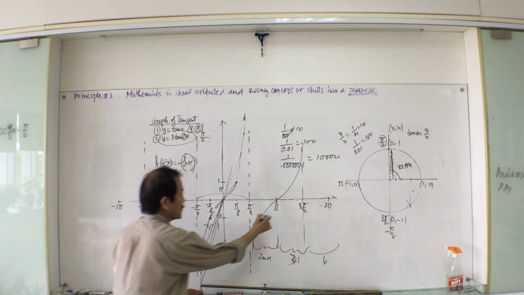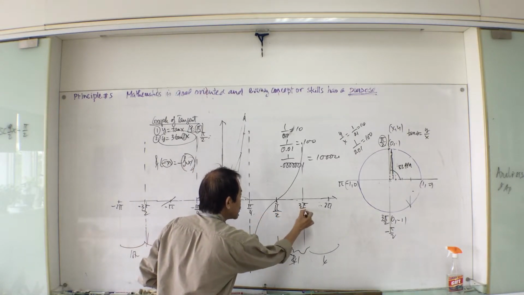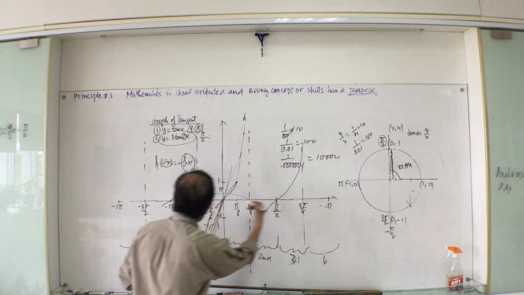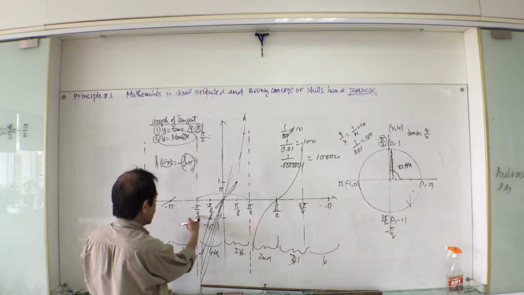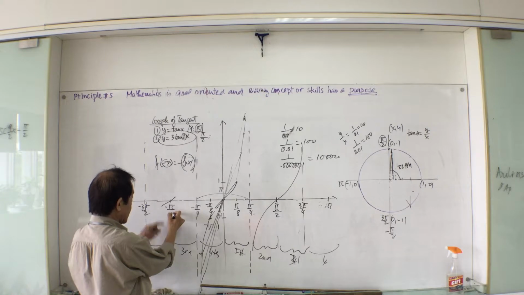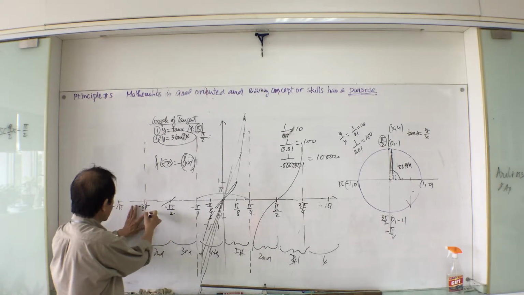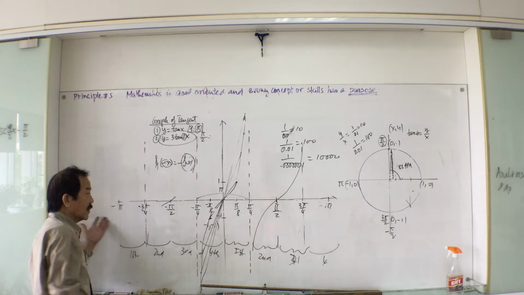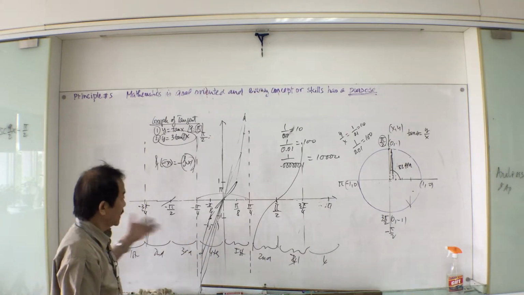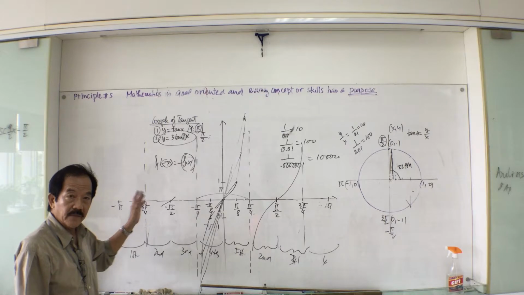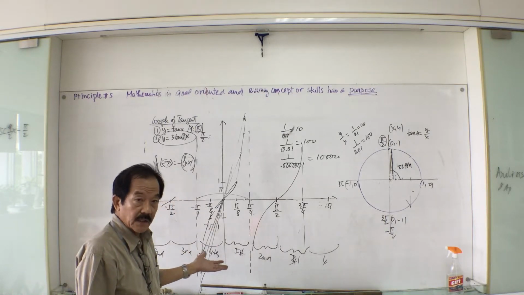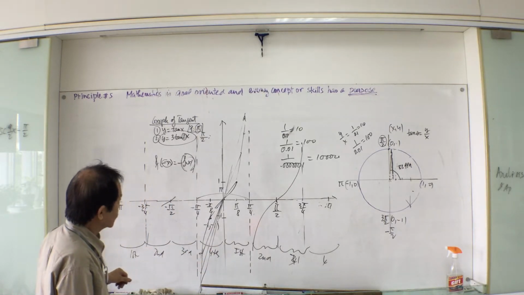Everything is cut in half: this one in half, this one becomes pi, and this one in half, minus pi by 8, and this one pi by 4. So the whole system is shrinking in half, right? Each point you already have here, you just divide by half. And you use the same scale. You don't draw the scale, right?